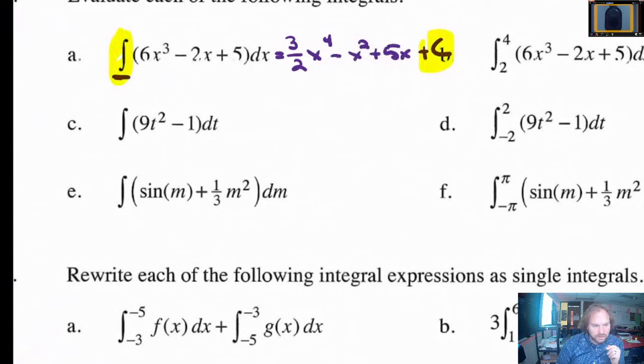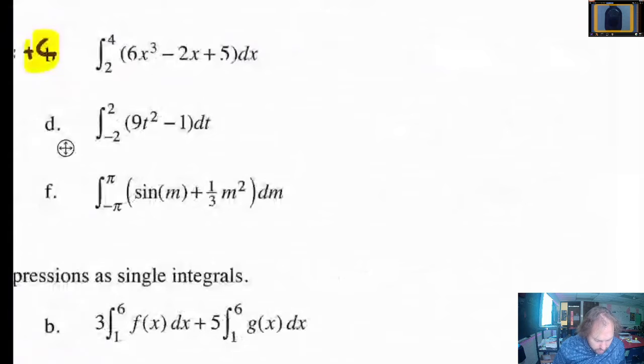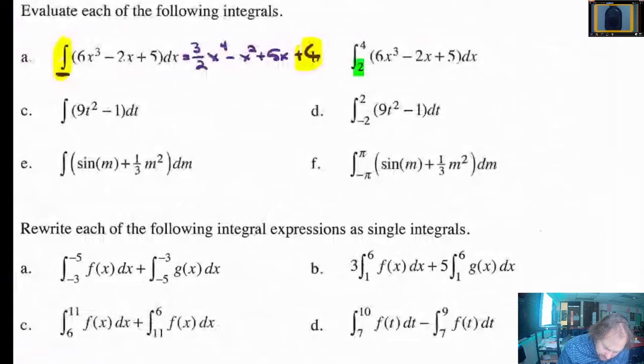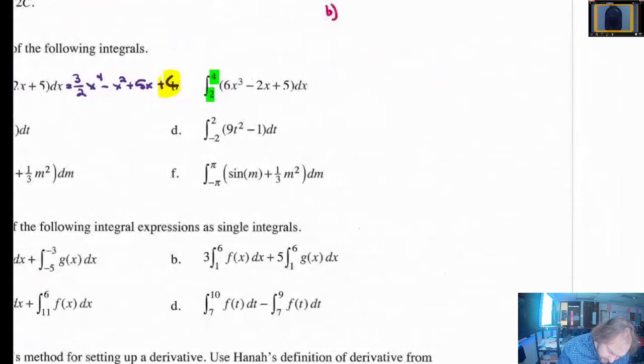That's a key. Question B, I believe, is the same integral, only this time this is a definite integral. It's got 2 and 4 on it. So what we're going to do is take our answer from part A, plug in 4, plug in 2, and subtract the answers. So this might take some room here. I'm going to do B up here. So this is going to be basically f of 4 minus f of 2.